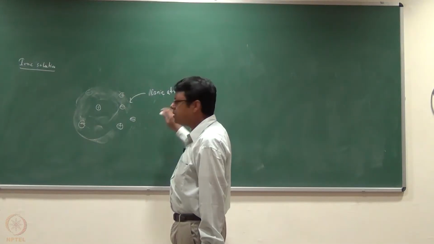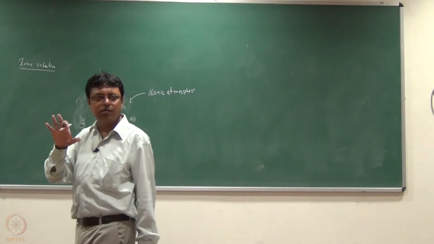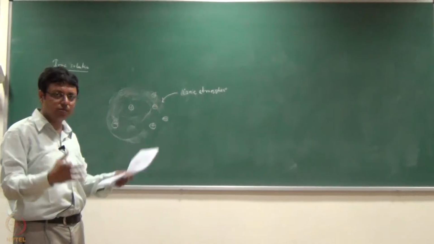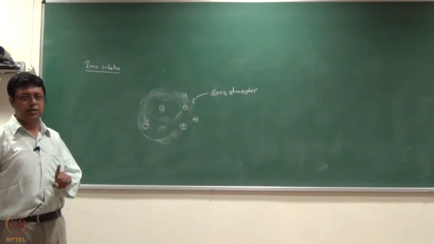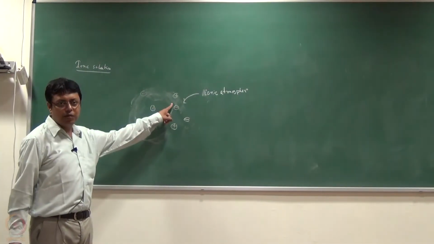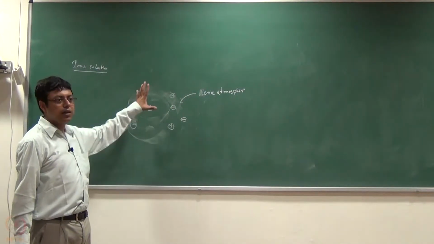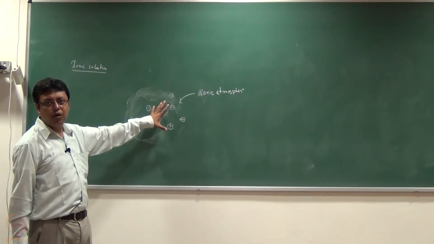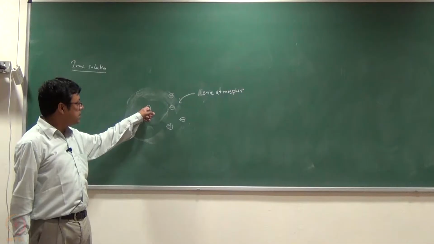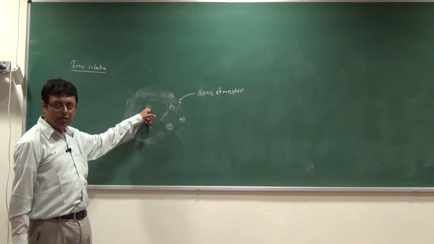Now this is a very pictorial thing. So I have the ionic atmosphere, and now what is the activity coming from? The activity is coming from this ionic atmosphere creating a potential. All I have to do is basically calculate it.